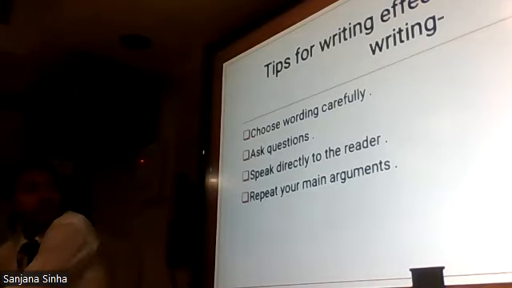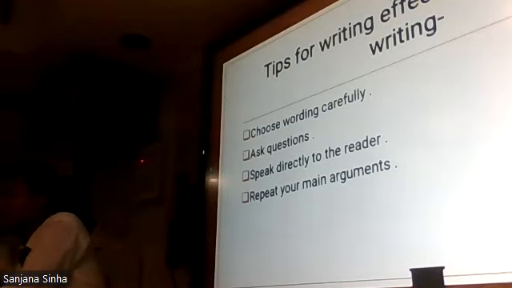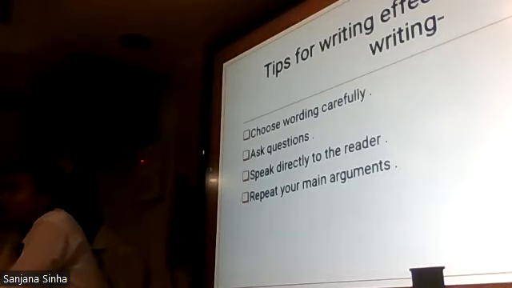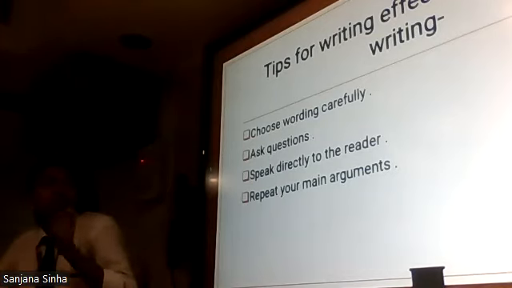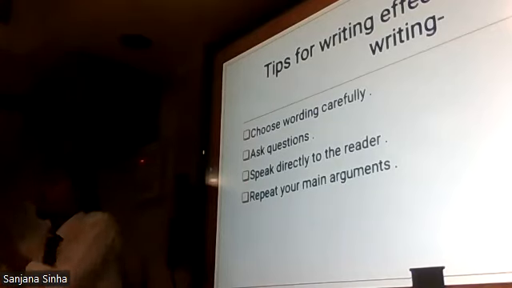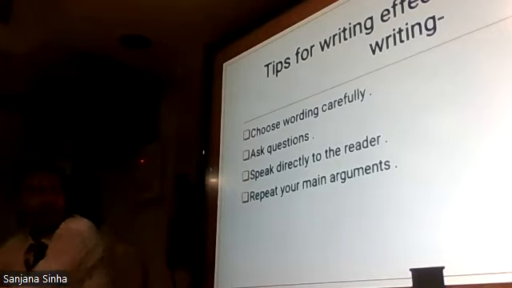Speak directly to your reader. It is recommended that while you are writing in persuasive writing, you should directly speak to the reader so that it looks like you are having a more direct conversation, and you should use the word you to look like you have a closer relationship with your reader. But remember that do not overuse it.